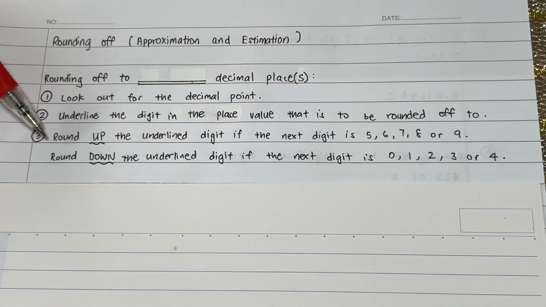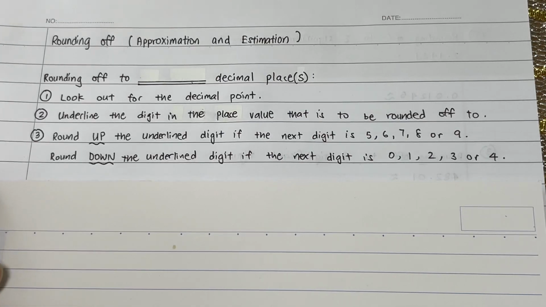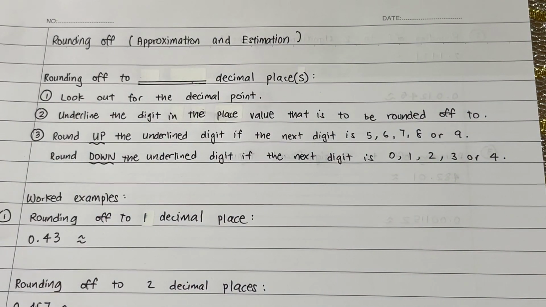Thirdly, we round up the underlined digit if the next digit, that means the digit to its right, is 5, 6, 7, 8, or 9. On the other hand, we will round down the underlined digit if the digit to its right is 0, 1, 2, 3, or 4. So let's see how we can take these steps into practice. I have a few questions here.